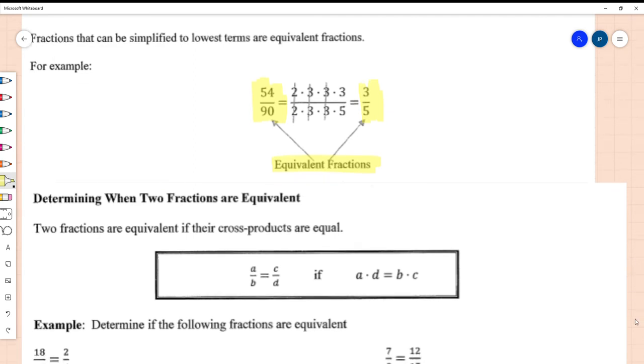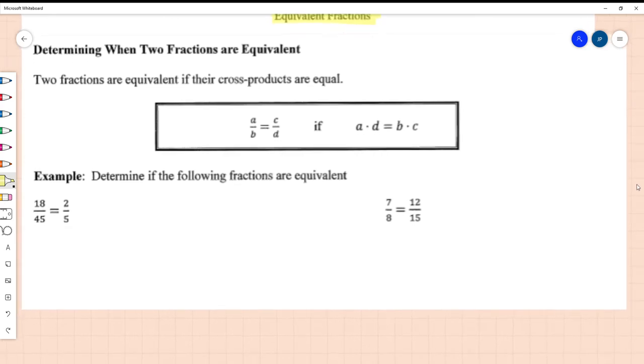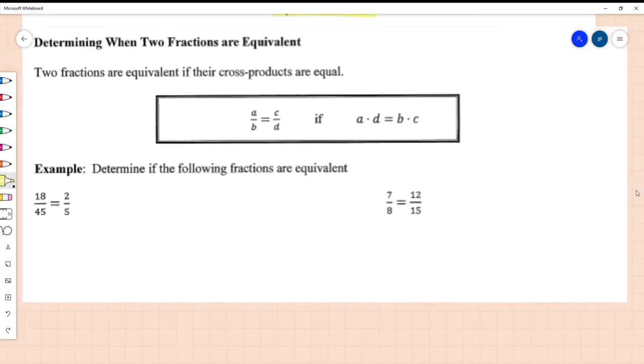Instead of having to do that, there's a quick way to determine whether or not two fractions are equal. And that's by using something called cross products. So the idea in math is if A over B equals C over D, that's true if we can multiply A times D, so the numerator of the first times the denominator of the second, and get the same number as if we multiplied the denominator of the first times the numerator of the second.